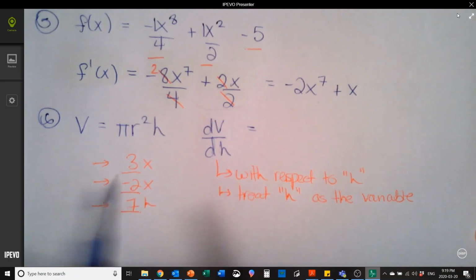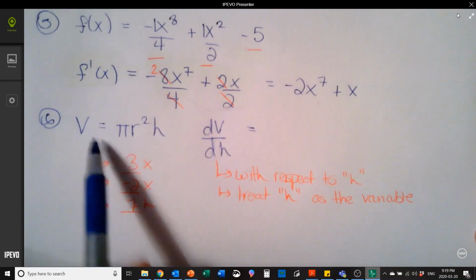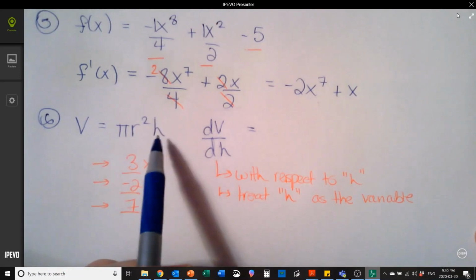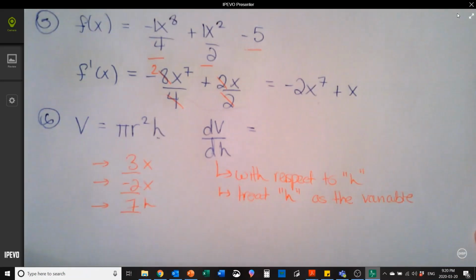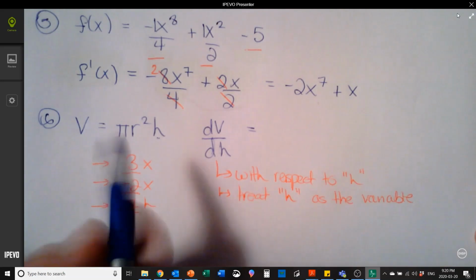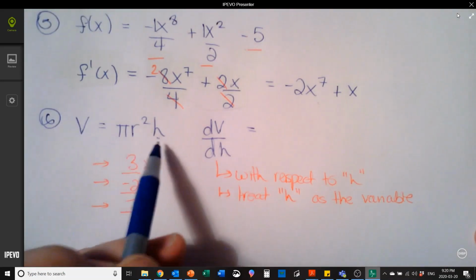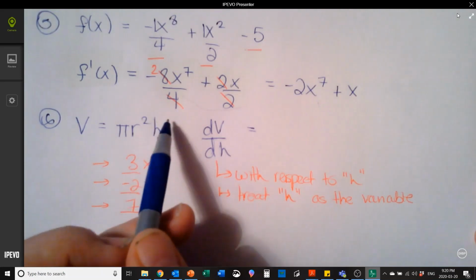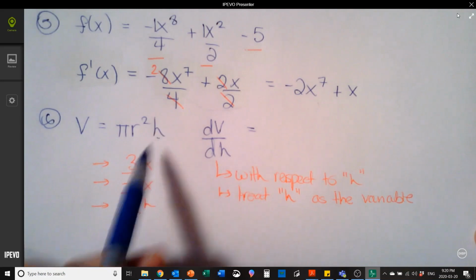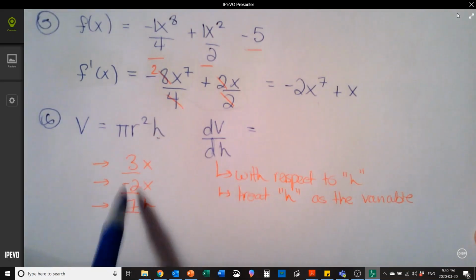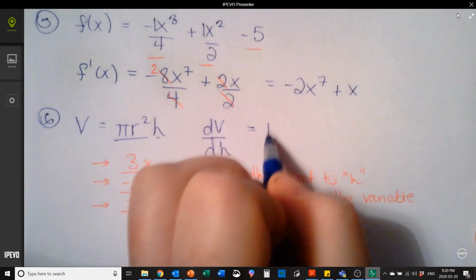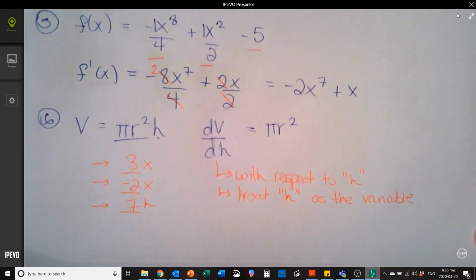So in keeping with that idea, my goal here is to take the derivative of this function, pi r squared h, and I'm going to treat h as the variable. Everything else will be treated as if it was a whole number, like 3 or 5. It's going to be a coefficient, or a constant. So when I say the derivative with respect to h, I treat h like my x. And right now I see h to the 1. So if I take the derivative of h, it's the same as doing the derivatives of those earlier ones. It would just be the coefficient. Well, in this case, the coefficient is pi r squared.